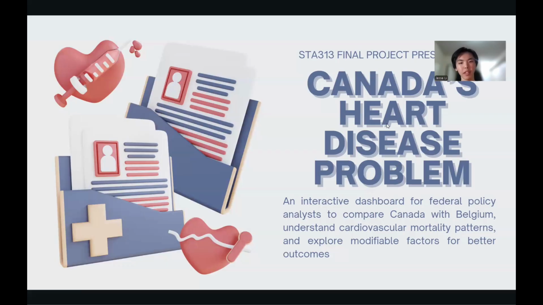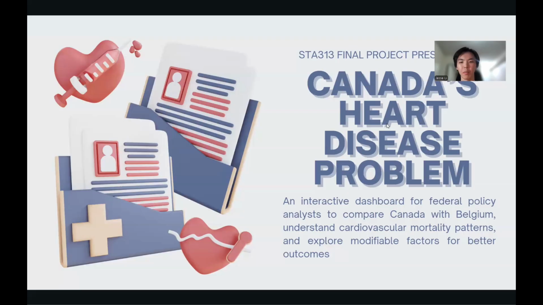This is a problem specifically for federal policy analysts at Health Canada and PHAC who monitor national health outcomes and design strategies to reduce preventable mortality. To make effective decisions, they must understand why Canada underperforms relative to other countries and which modifiable factors Canada could realistically improve. Our project fills this gap by providing an integrated, policy-oriented dashboard centered on this question.